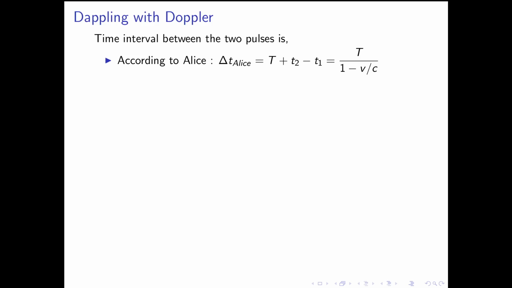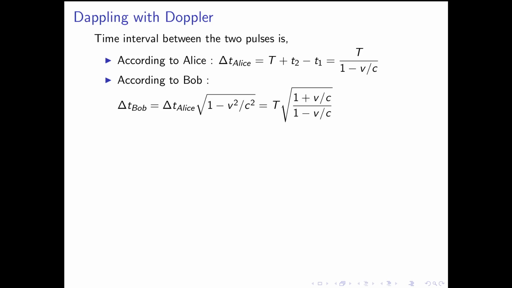Now this is a time interval between two events. Alice's first pulse reaching Bob and Alice's second pulse reaching Bob. Does Alice measure the proper time between these two events? Of course not. Alice is not present at both events. But we do know of an observer who is. That's Bob. Bob is present at both events. So Bob actually sees a time gap which is the proper time interval. And because there's a proper time interval, Bob's time interval is smaller by a factor of square root of 1 minus v square by c square. So the time interval as seen by Bob is delta t Alice times square root of 1 minus v square by c square, and hence turns out to be, after a very simple calculation, T times square root of (1 plus v by c) by (1 minus v by c).